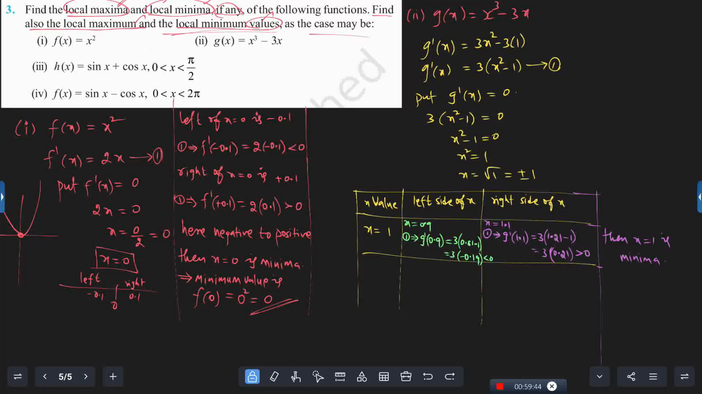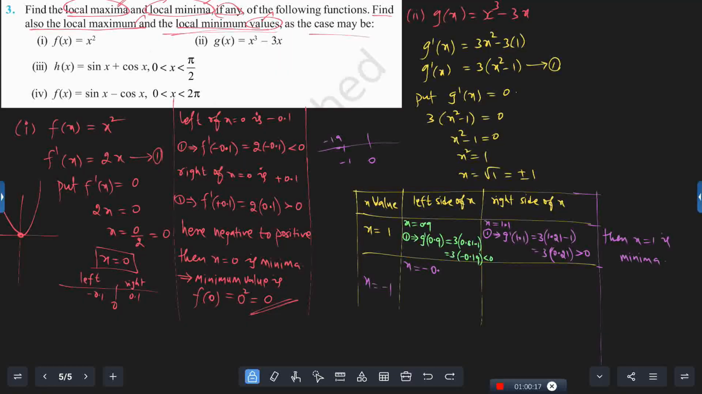If you want the minimum value, substitute in the question. Now we'll go to x equal to minus 1. Same manner. What do we have on the left side of minus 1? It will be minus 1.9, so it will be decreasing.